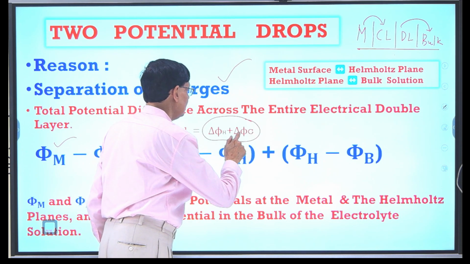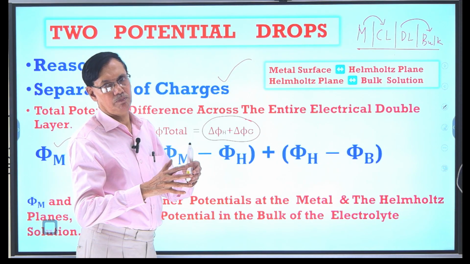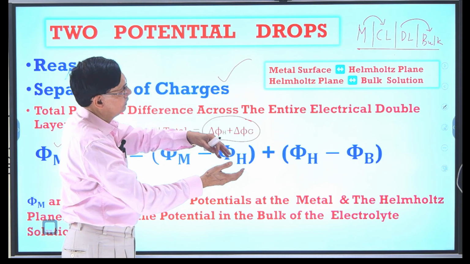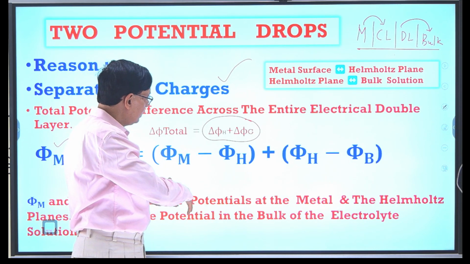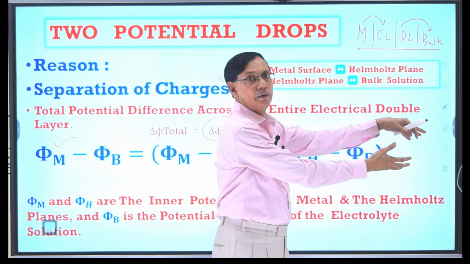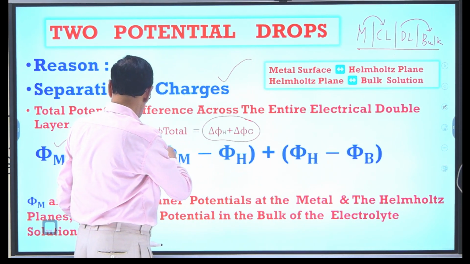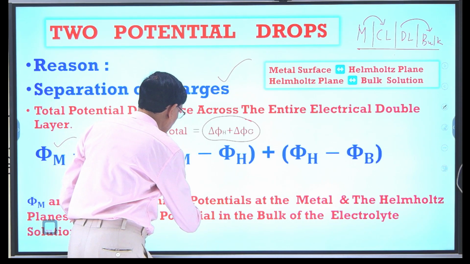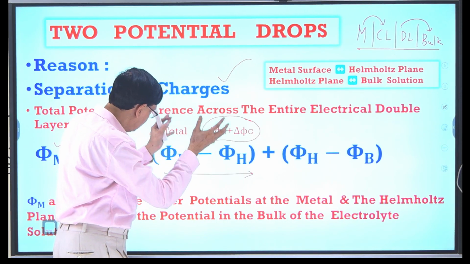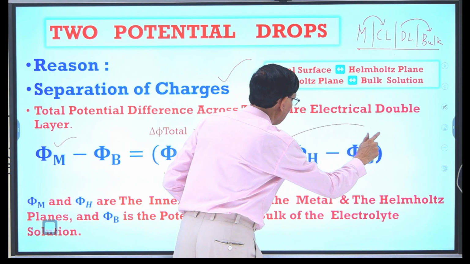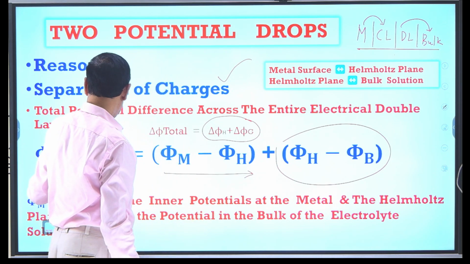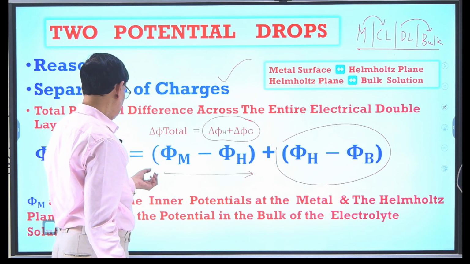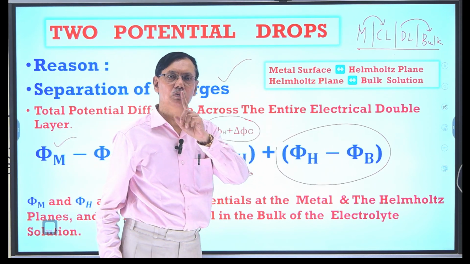One is Helmholtz, another is Gouy and Chapman. How do I calculate the Helmholtz? From metal to Helmholtz, the difference between the metal and Helmholtz. How do I calculate the Chapman? Helmholtz to bulk. You follow my point? So, you see, this is metal to Helmholtz, one case, plus the total change from Helmholtz to bulk. And you know that this is the inner potential of the metal and Helmholtz, and this is the inner potential of the bulk of the solution. So it is only a one-line derivation.